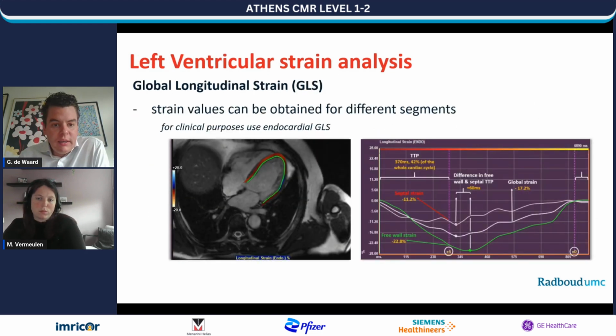So in terms of global longitudinal strain, values can be obtained for the different segments. And as I said, for clinical purposes, we use the endocardial GLS. Next slide.